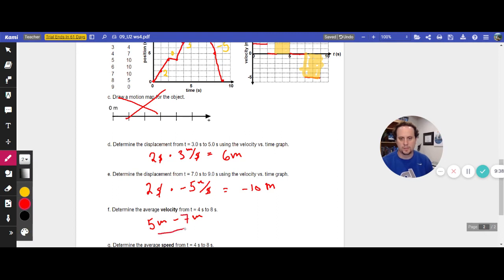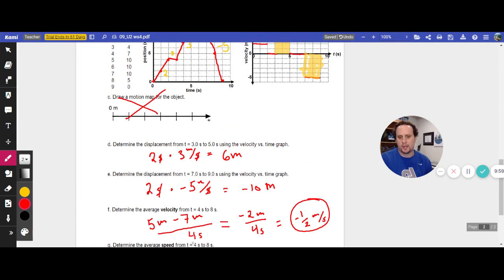All right, divided by the time that elapsed. Well, that's 4 seconds, right? From 4 to 8. You could see that. So I know this is going to be negative. It's going to be 5 minus 7 is negative 2 meters over 4 seconds, which equals negative 1/2 meter per second.